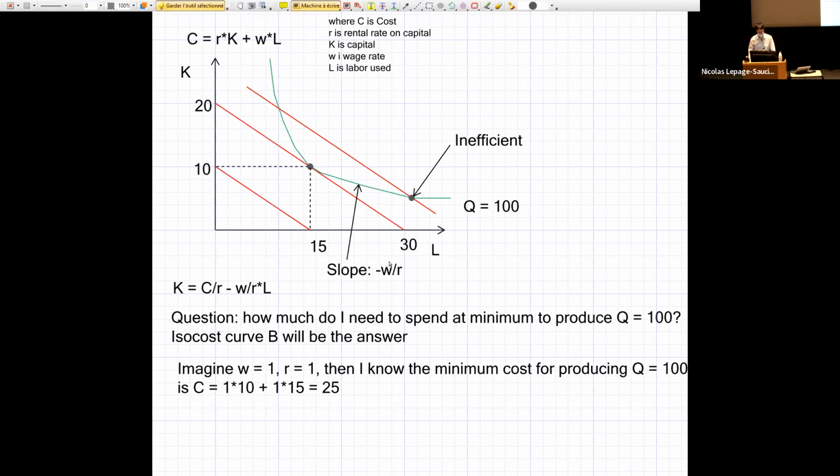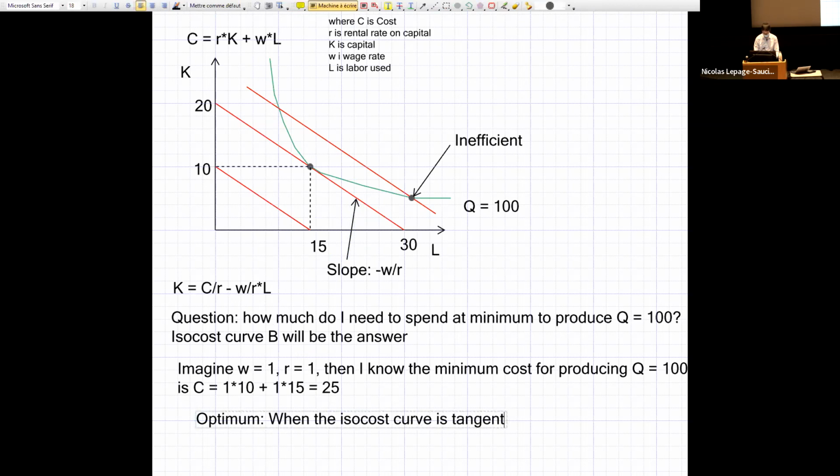That's the optimum. And what do we deduce from this? Well, we know that the slope is minus W over R. And by the way, that's the same slope for every curve. It's minus W over R. So the optimum is when the isocost curve is tangent to the isoquant. I should say isocost line, because it's a straight line. So yes, tangent to the isoquant curve.